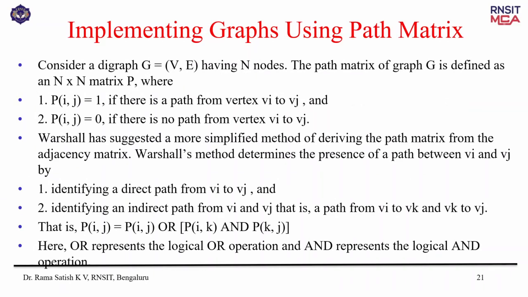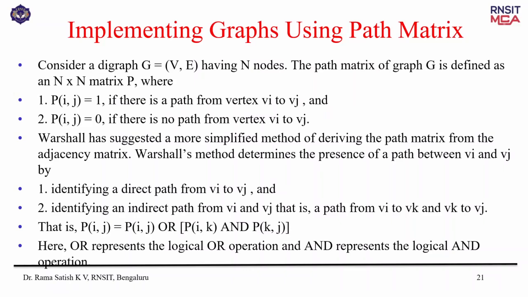Using a path matrix we will represent it. In a path matrix, what happens? You have a graph (V, E) of n nodes. The path matrix of a graph is defined as an n cross n matrix P, where P of ij is equal to 1 if there is a path from vertex vi to vj. If you have a path, it will be mentioned as 1. If you don't have a path, then it is just written as 0. That's all. So this is a path matrix.